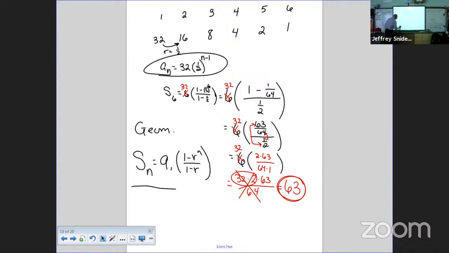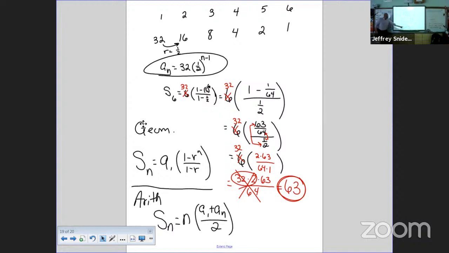If it's arithmetic, okay, S sub n is what? n times a sub 1 plus a sub n, over 2. This is where we got confused on this problem right here. All right, gotta be careful with that. All right. Anybody else?